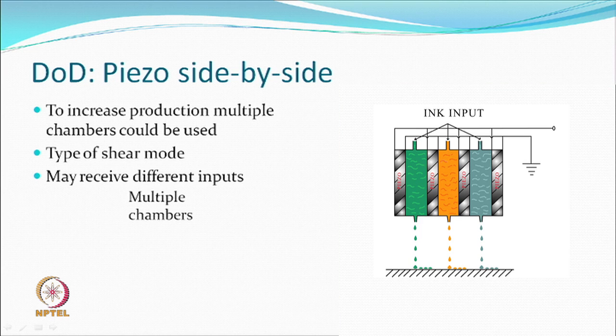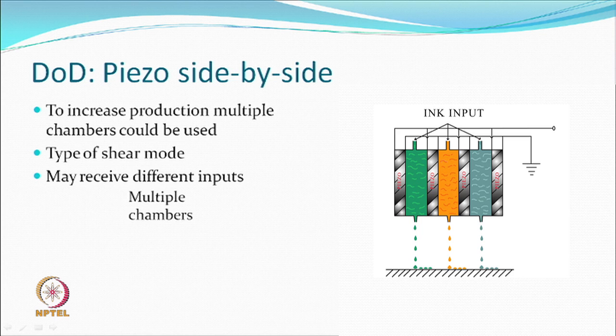So, instead of having one chamber and one piezo device, you can have multiple piezo devices which themselves act as displacement units, and may also act like chambers. That is, their wall is part of the chamber itself. The wall is the sensor itself, it could be. They can also act in a shear mode, as if you are just pushing the ink to go in a forward direction.